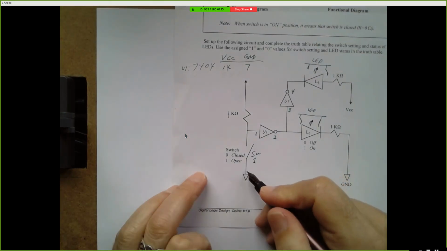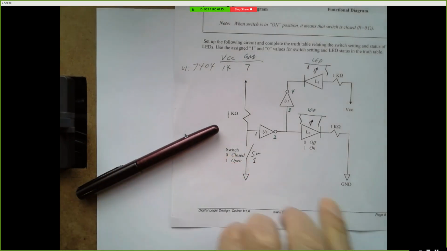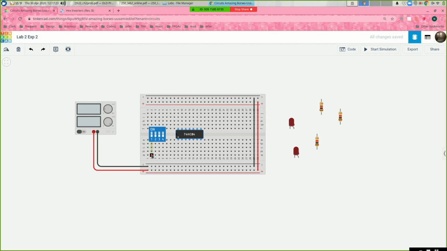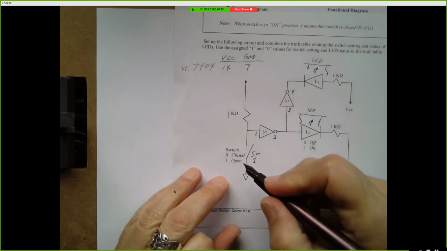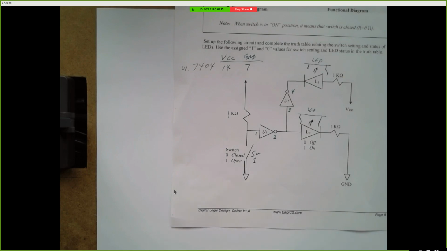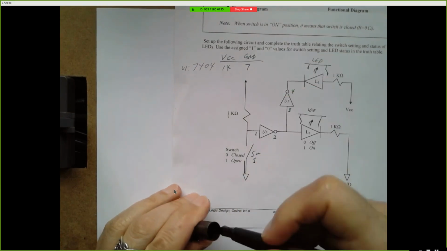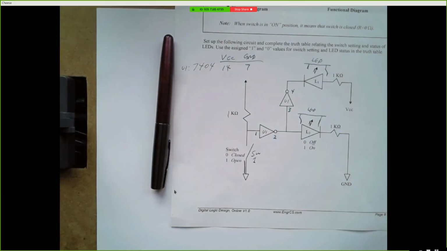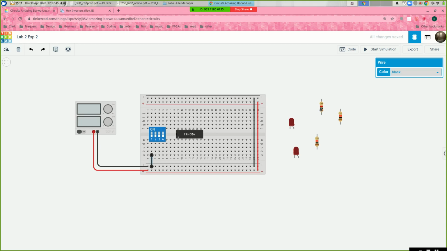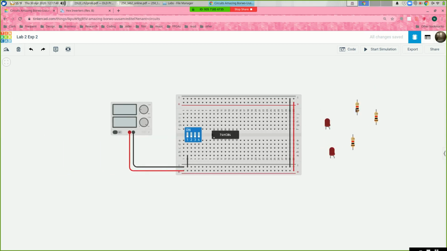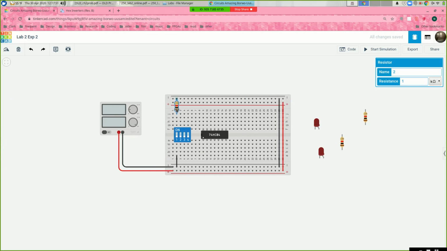I want one end of my switch to go to ground. I'm going to do this wire right here. So I'll take a wire from here, connect it to my ground line, and color code that black. Okay, so I've done this wire right here. I want the other end of the switch to go to a 1K resistor, and I want that 1K resistor's other end to go up to power. So I'm going to take a 1K resistor and drop it in here. Now the other end of the switch goes to one end of the resistor, and the resistor goes up to power.